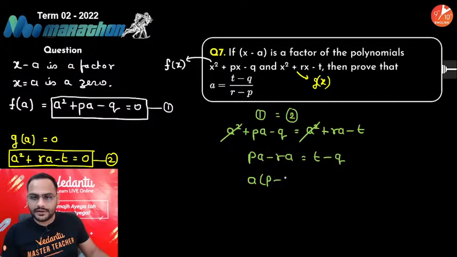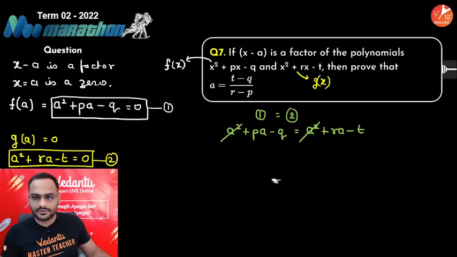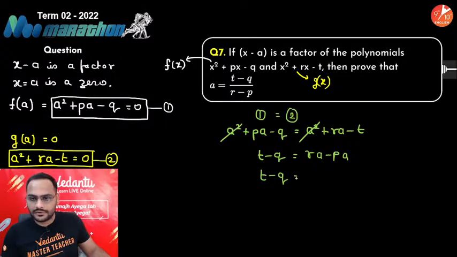Take a common, p minus r is equal to t minus q. P minus r, here it is t, minus t plus q. It will be minus t plus q. Okay, ठीक है, we can take negative common ना. Let's take negative. We want to create t minus q. I think you'll get confused. That is why I'm doing it in this way. T, I'll shift it over there. So you'll get t minus q is equal to ra minus pa. So t minus q is equal to r minus p times of a. So a will be equal to t minus q upon r minus p.